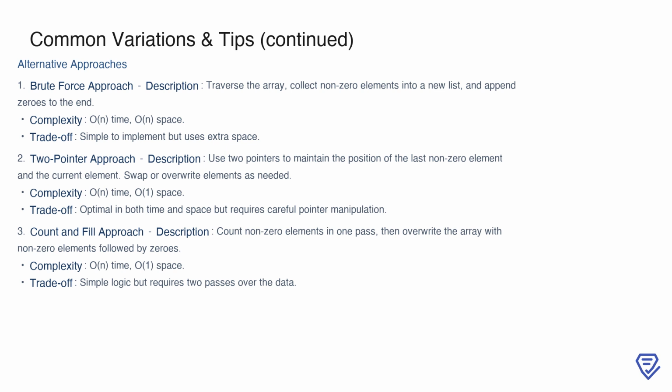Another efficient method is the count and fill approach. In this strategy, you count the non-zero elements in one pass and then overwrite the array with these non-zero elements, followed by filling the remaining positions with zeros. This method is straightforward and space efficient, but it requires two passes over the array. Each of these approaches has its place, depending on the constraints and requirements of the problem.